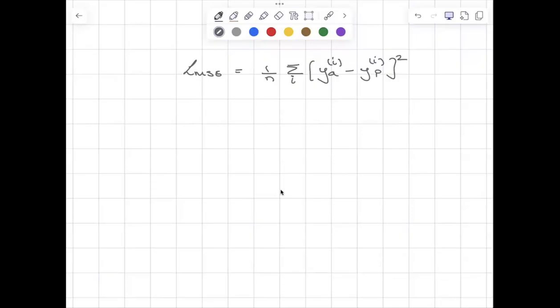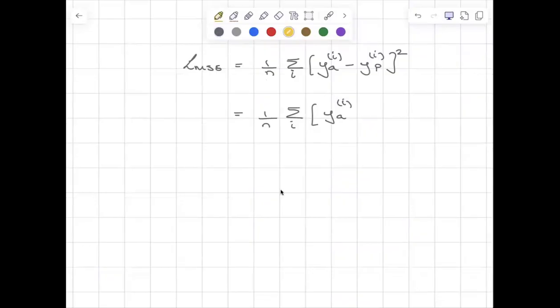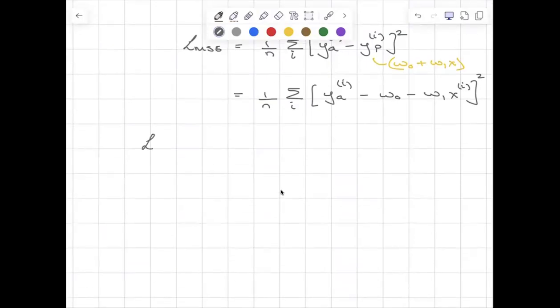Over all points i. Okay, this is actually summation over i. y actual is the values that we have. y predicted, this is, in our case, W0 plus W1x, right? So I can write this as y_i minus W0 minus W1 x_i, the whole thing squared, right? So now I've just written L_MSE, but this L_MSE is actually a function, right?